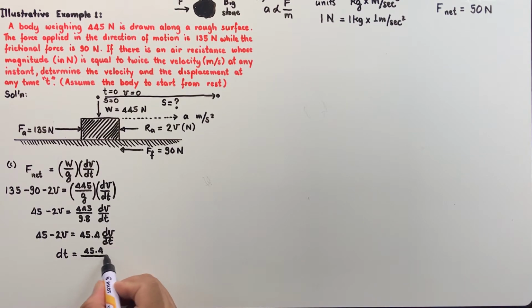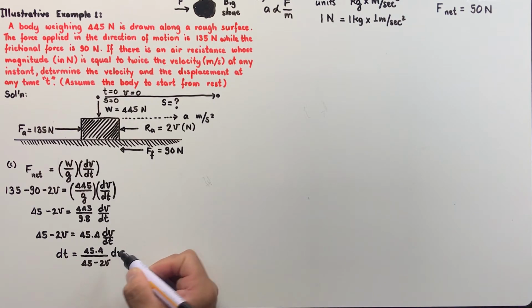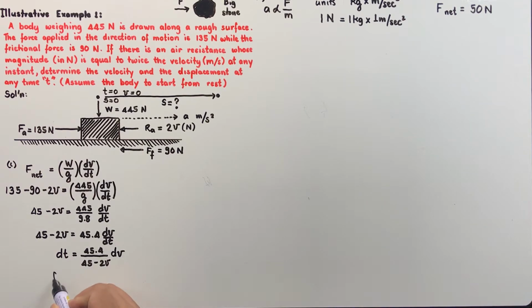45.4 over 45 minus 2v. If you divide also both sides of the equation by this 45 minus 2v, and of course, do not forget that we have a dv here, then you notice that this is a differential equation wherein the variables are separated. So you can take the integral of both sides here.